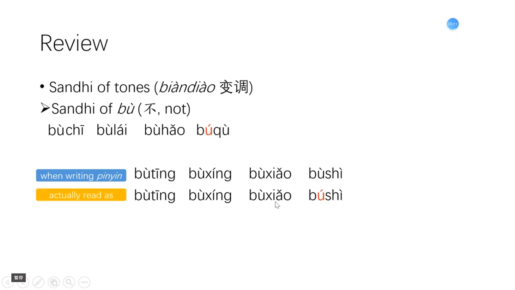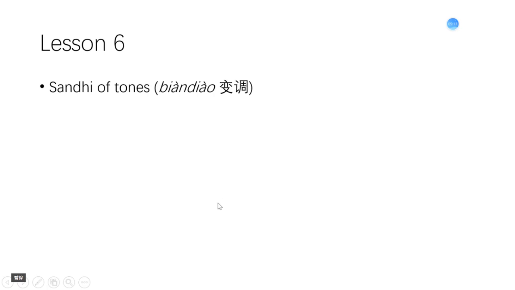Okay, and today in lesson 6, we will learn new phonetics knowledge about the Sandhi of tones, which is the Sandhi of 一. The meaning of 一 in Chinese is 1. Okay, so 一 is a number. And this is the Chinese character for 一, right? And 一 means 1.